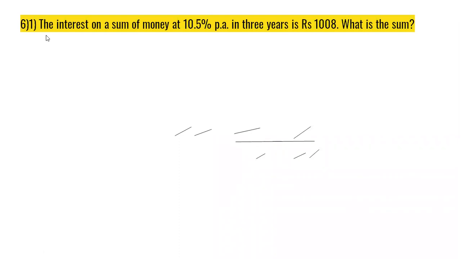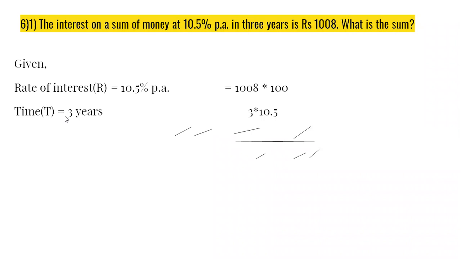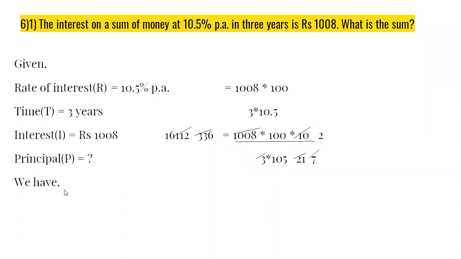Here, the interest on a sum of money at 10.5% per annum in 3 years is rupees 1008. What is the sum? Sum means we have to find out the principal here. First of all, these are the given values. And this time we have to mention here in question 1: the interest on a sum of money at 10.5% per annum in 3 years. This is the number 1, 3, in 3 years, and here the principal is asked to find.